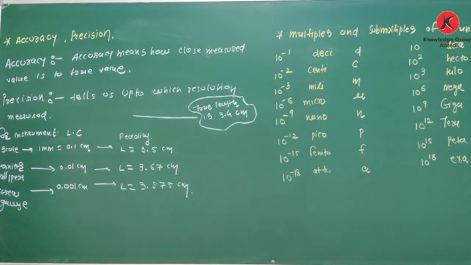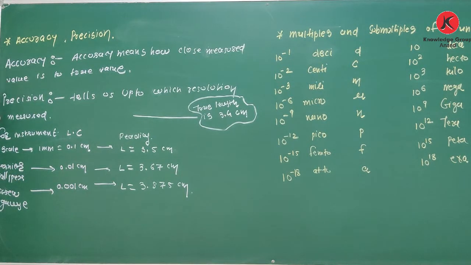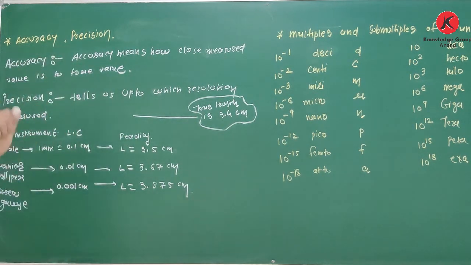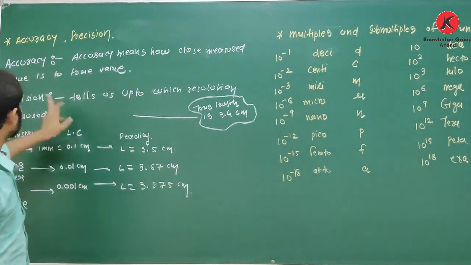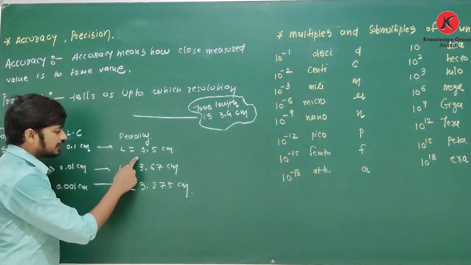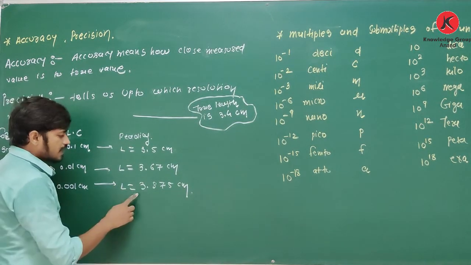Now understand, out of these three readings taken by three different instruments, which one is more accurate and which one is more precise? So you can easily understand the difference between accuracy and precision. Again, what is accuracy? Accuracy is a measure of how close the measured value is to the true value. The true value is 3.4 centimeter. The first measured value is 3.5, then 3.67, then 3.875.